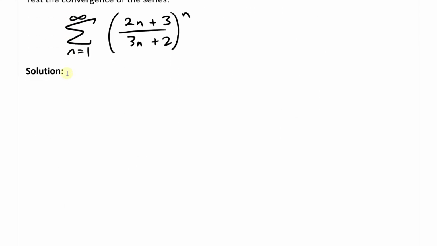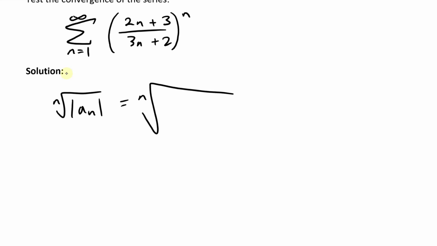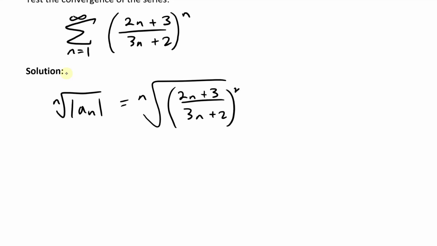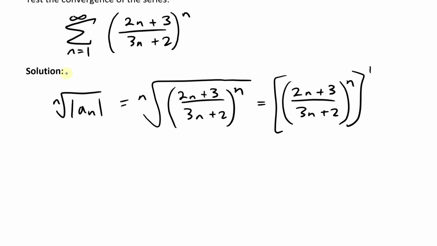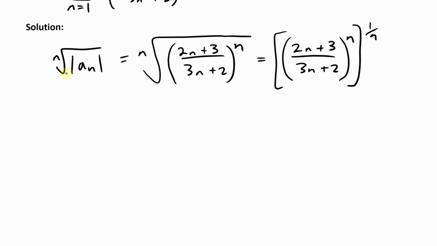So let's see what we have in this case. We have the nth root of the absolute value of a_n, and a_n in this case is that whole thing in the center there. This equals the nth root of (2n plus 3 over 3n plus 2) to the power of n. I don't like using this giant root sign, so this is the same thing as writing (2n plus 3 over 3n plus 2) to the power of n, and then to the power of 1 over n. In other words, we just have an n over n, so these just cancel, and we're just left with the term inside.